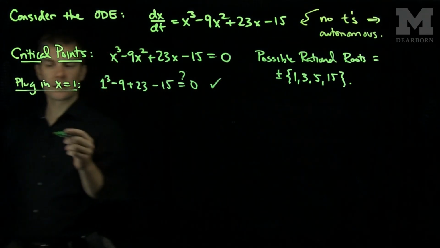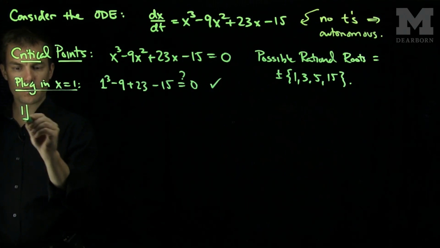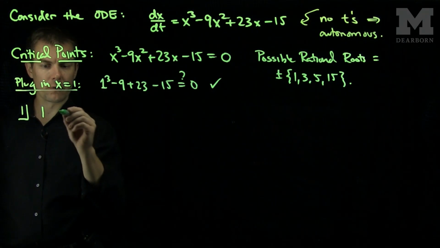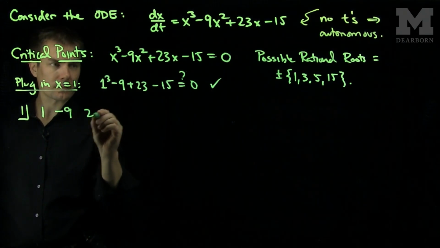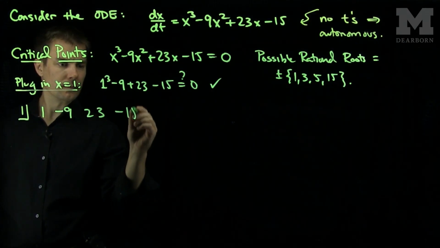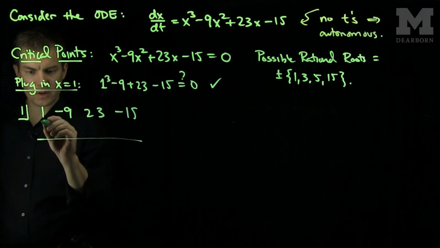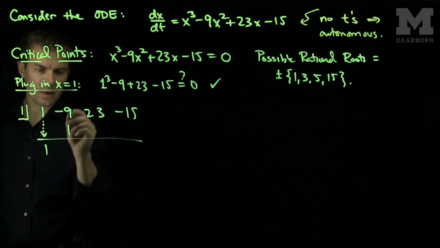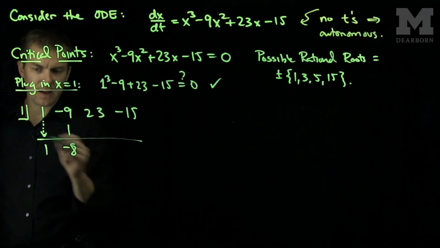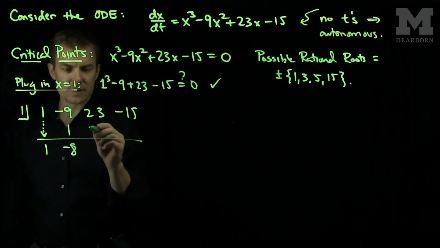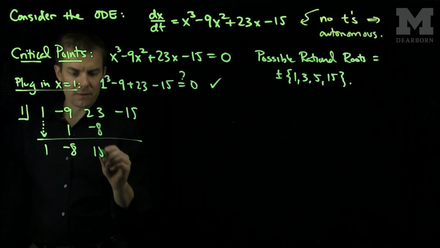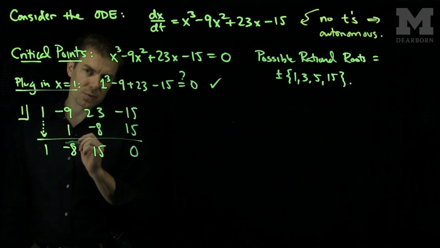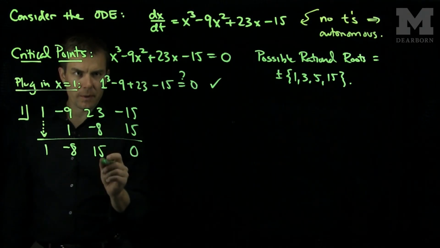We can now do synthetic division to find out what the remainder polynomial is. We'll put a 1 in the box, as 1 is our root, and I'll store the coefficients of the polynomial on top. We'll bring the first number down. 1 times 1 is 1. Negative 9 plus 1 is negative 8. 1 times negative 8 is negative 8. Then I'll have a 15. Then 1 times 15 is 15. And if we get a 0 here, that tells us we have a root. These coefficients are the remainder polynomial.